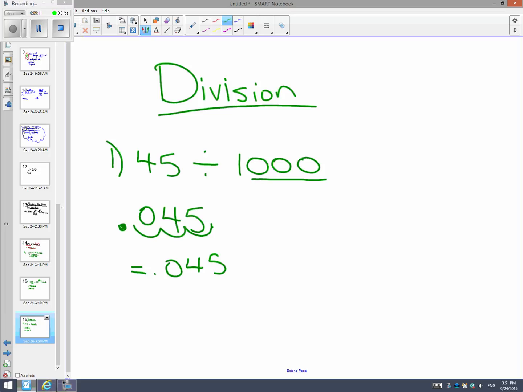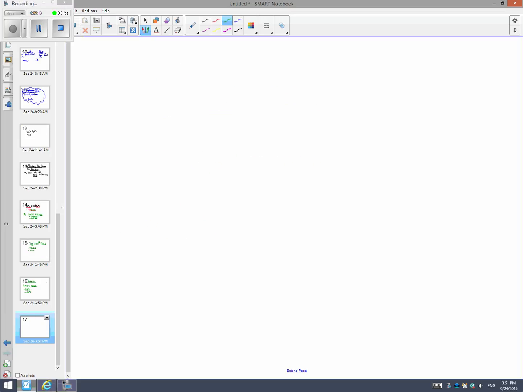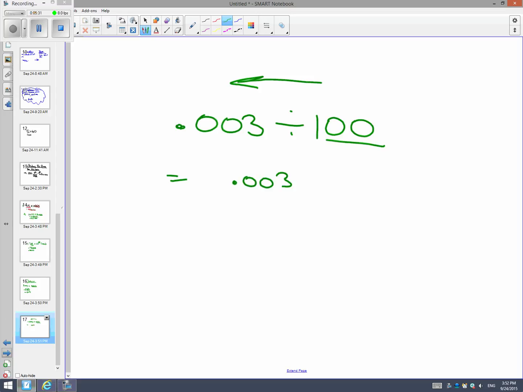So another one, we can have a whole bunch of zeros in here. It doesn't really matter. We're just going to continue to make it smaller. Divide this by 100. If we divide this by 100, that's 2 spaces. Remember, we're going to move it to the left when we divide. So the number was 0.03, and we're going to move this 1 spot, 2 spots, because remember, there's 2 zeros that we're changing it by.